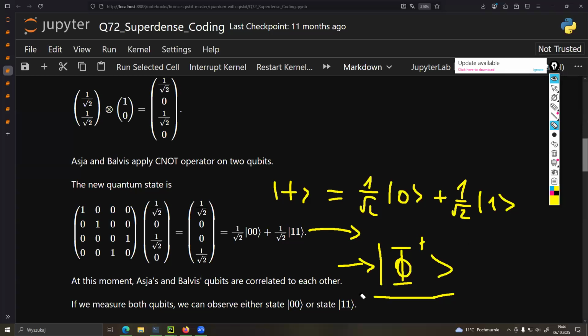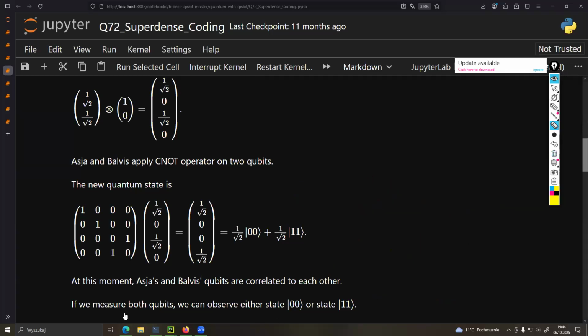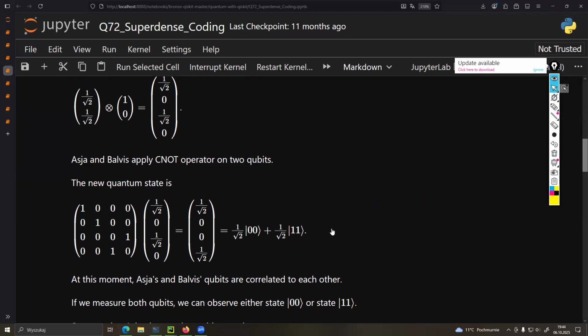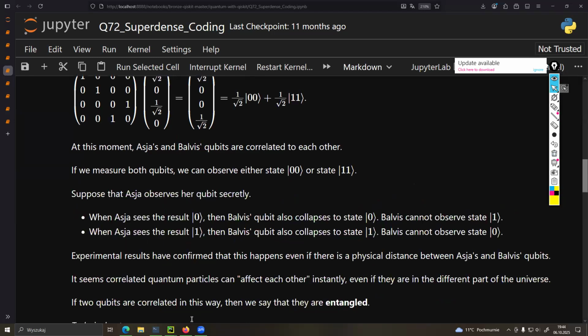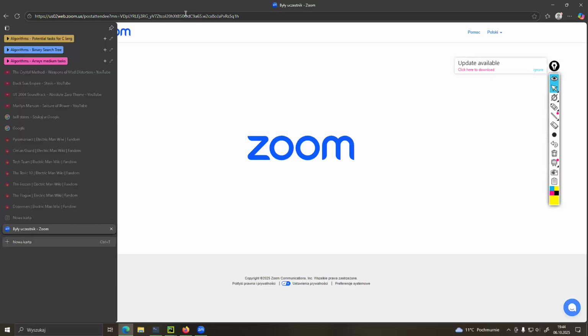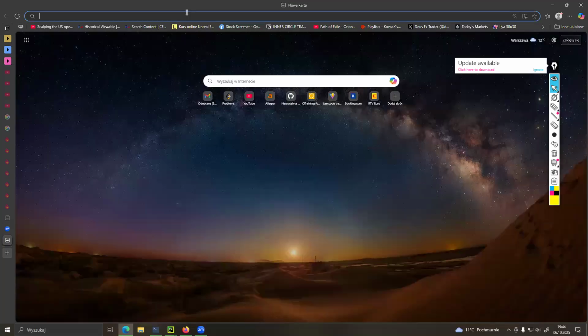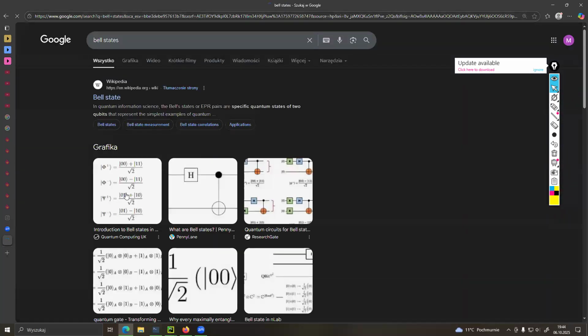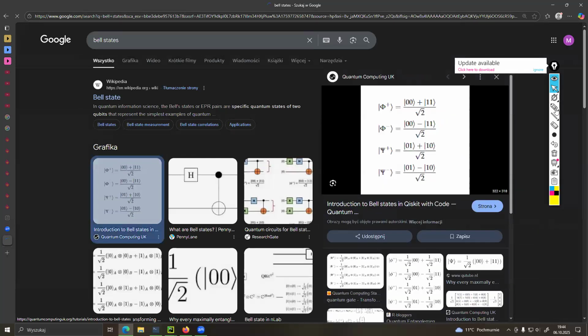We could actually check this. Let's search the internet, Google, Bell states, and then we have a very nice short depiction of every single state. So we would like to get this one. How do we obtain this?